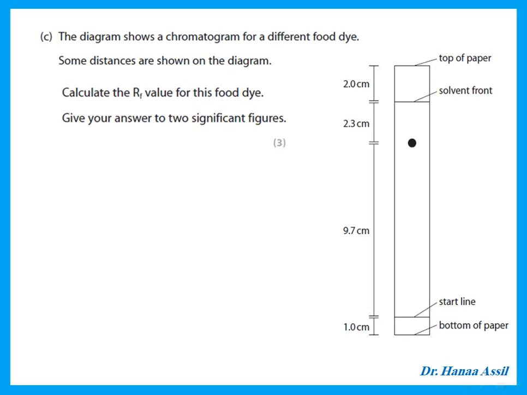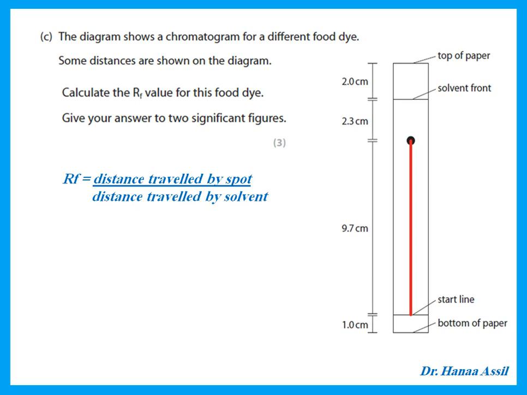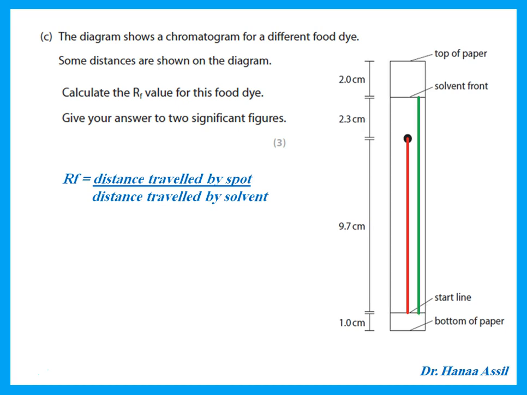So here he's saying calculate the RF value of this food dye. So how do we calculate the RF value of a spot? Well, you should remember that the RF value is the distance traveled by the spot over the distance traveled by the solvent. Well, where is the spot? The distance traveled by the spot, that is the distance from the starting line or the baseline to the spot, divided by the distance traveled by the solvent, that is starting again from the baseline to the solvent front.